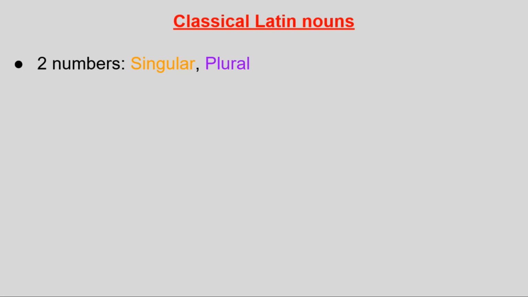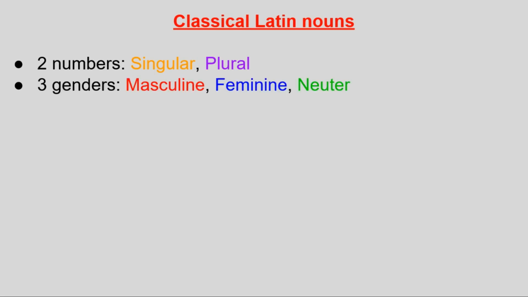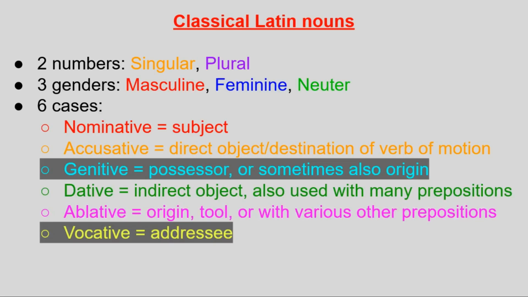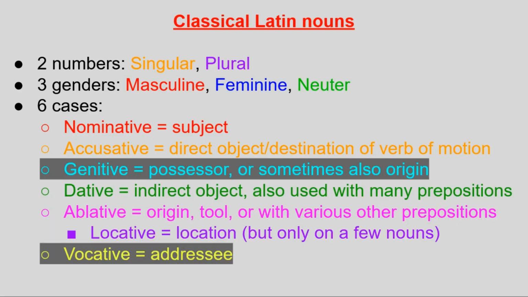Now we can get onto more solid ground with the nouns. Latin nouns had 2 numbers, singular and plural, 3 genders, masculine, feminine, and neuter, and 6 cases, nominative, accusative, genitive, dative, ablative, and vocative, although there was a marginal 7th case, the locative, that only existed on a few nouns. Otherwise, it had gotten absorbed into the ablative case by the time of Classical Latin.